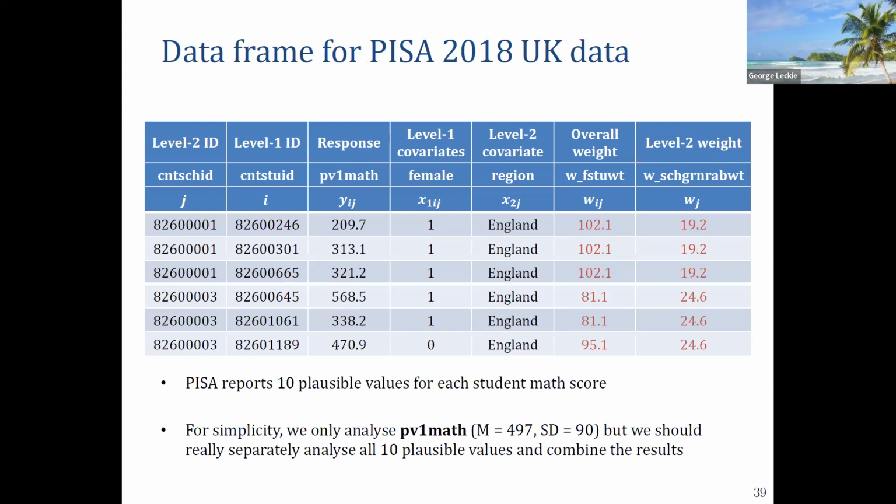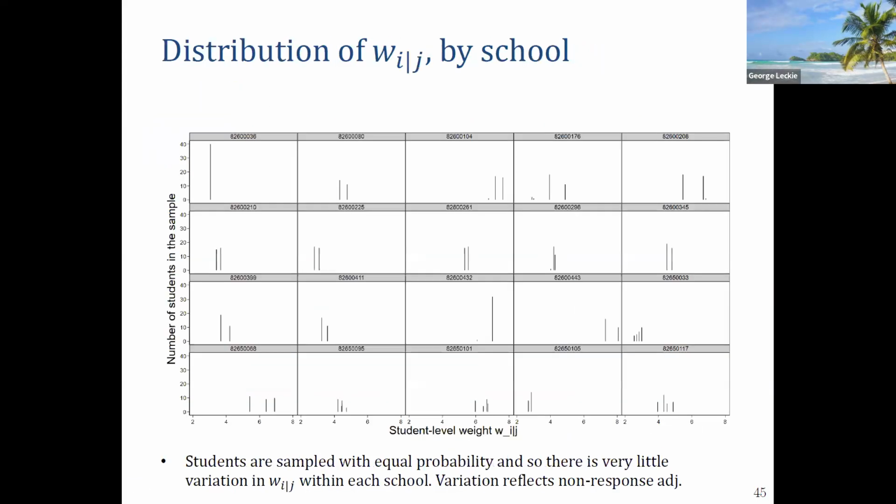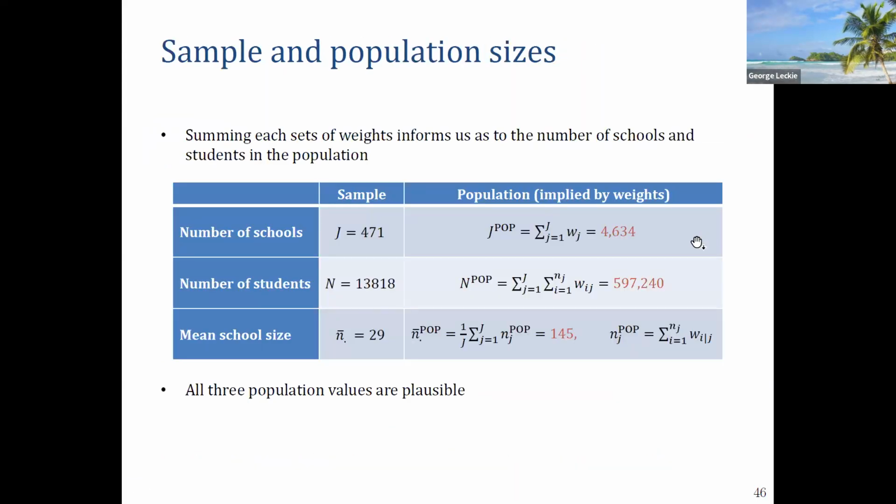A lot of what we're doing is not because it's answering research questions, we're just trying to understand the data and be confident that we understand what it's doing and it matches what PISA has done. So if I add up those numbers across my 417 schools, what do I get? I get 4,634 schools in the population. Well, I know there's about 3,300 in England, so that sounds about right to me. It sounds plausible, at least.